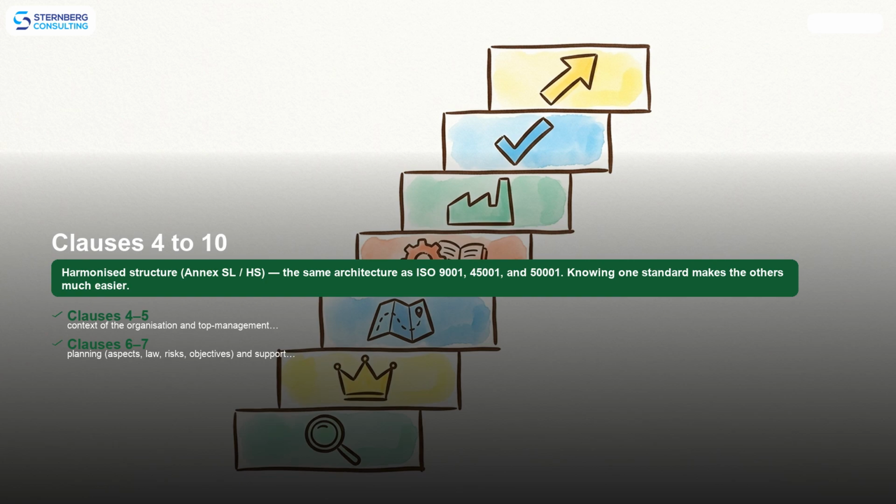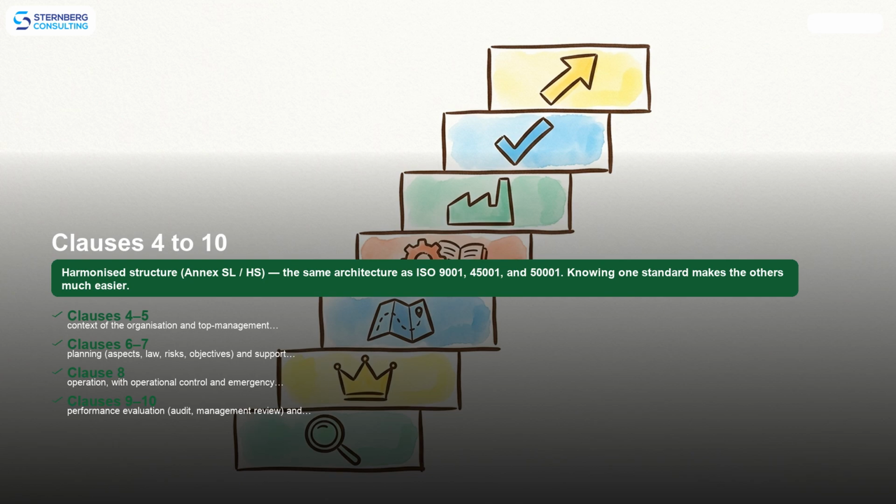Clause 8 moves into operation, with operational control and emergency preparedness. Clause 9 is performance evaluation, with monitoring, internal audits, and management review. Clause 10 finally covers improvement, with nonconformities, corrective actions, and continual improvement. Anyone familiar with ISO 9001 finds their way around immediately. Different content, the same logic.